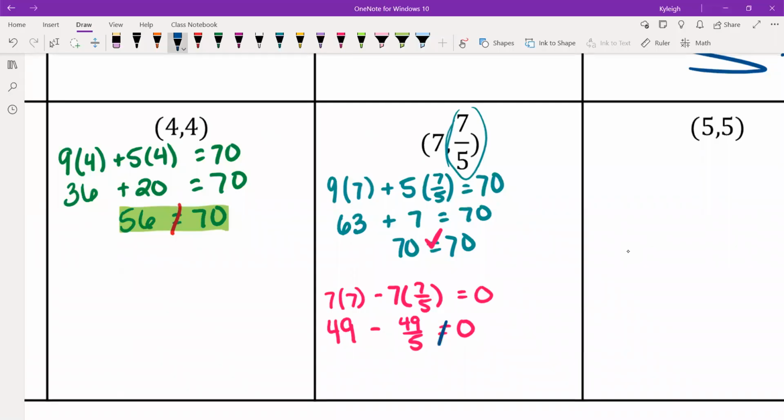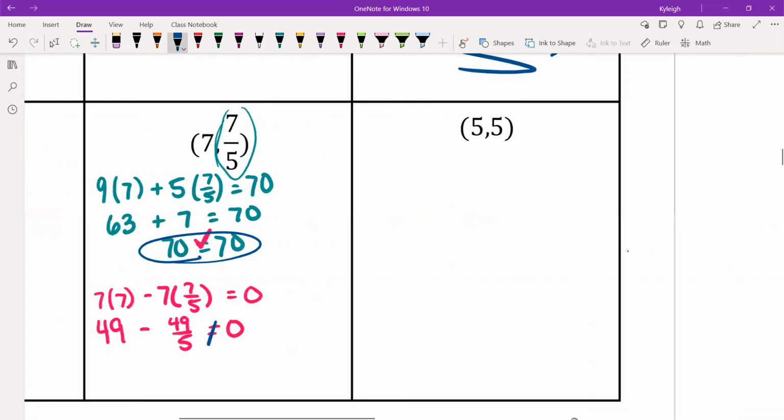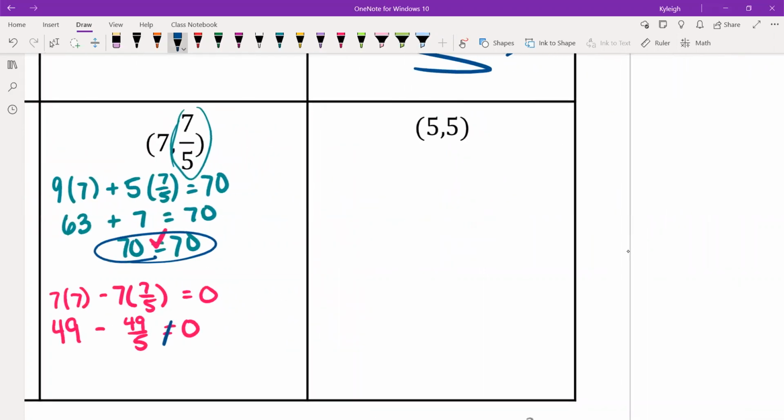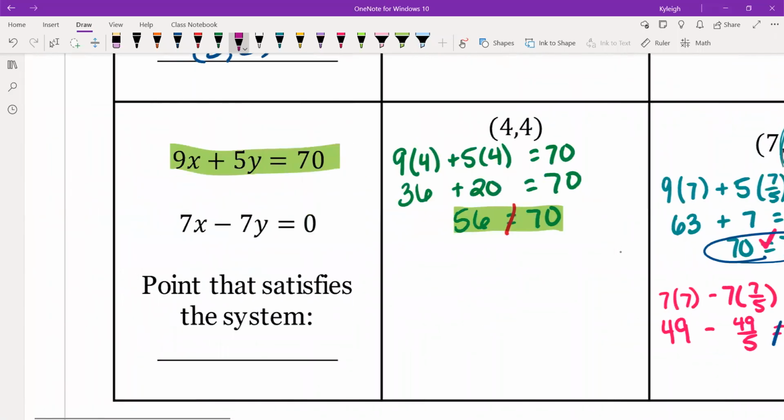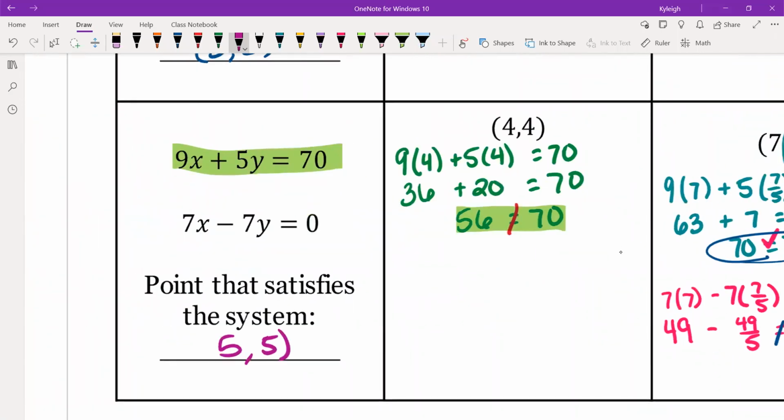So for the second one, you should have gotten in the first part 70 equals 70, and then 49 minus 45/5 is not equal to 0. So then we keep on going and prove to me why 5, 5 meets the criteria. All right, so you should have gotten 70 equals 70 and 0 equals 0. So then 5, 5 satisfies the system.